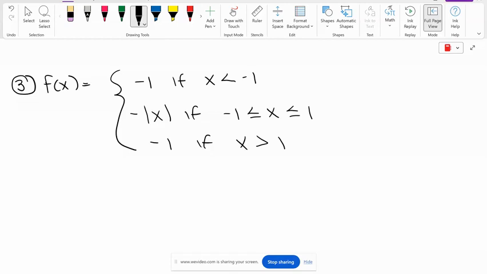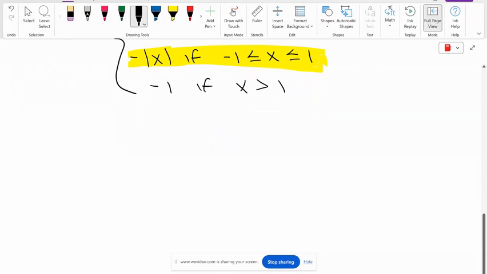Okay, I'm actually going to start off with this one. Do we agree this is a frowning V? It's a V that's opening down, right? Okay, so now I'm going to start here. So we have y is equal to the negation of the absolute value of x if -1 is less than or equal to x, which is less than or equal to 1.